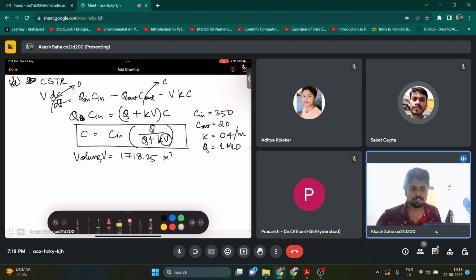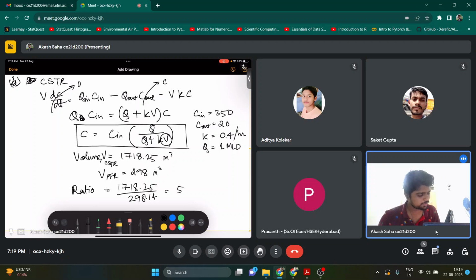So this is the volume of my CSTR reactor. This is my V CSTR, and my V PFR was around 298. You can see how much volume difference comes from changing one type of reactor to another. If we see the ratio of the CSTR by PFR, 298.14, it will be around 5.76. So my CSTR reactor will be 5 times my PFR reactor. This is the takeaway: for similar conditions, my CSTR reactor will be 5 times my PFR reactor.